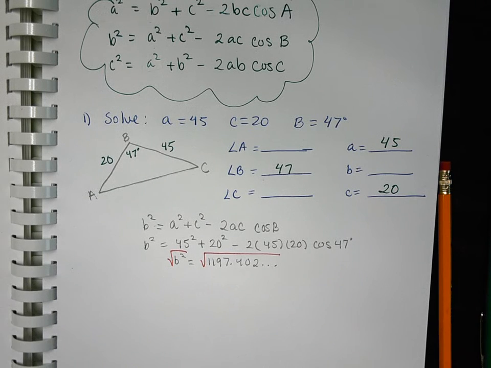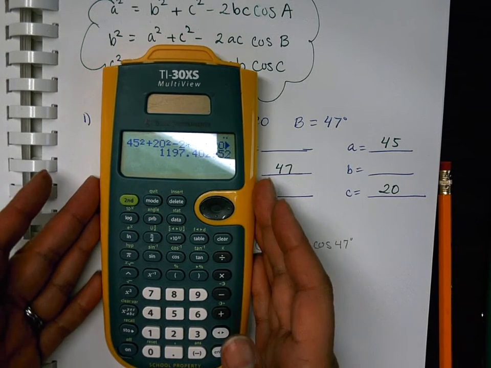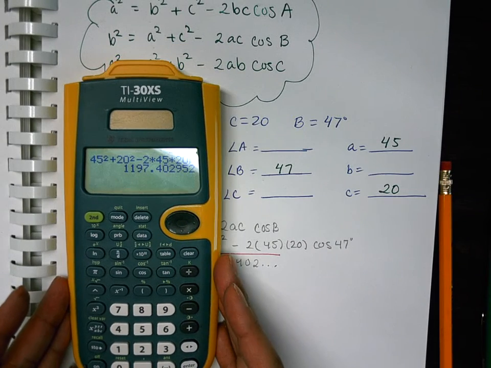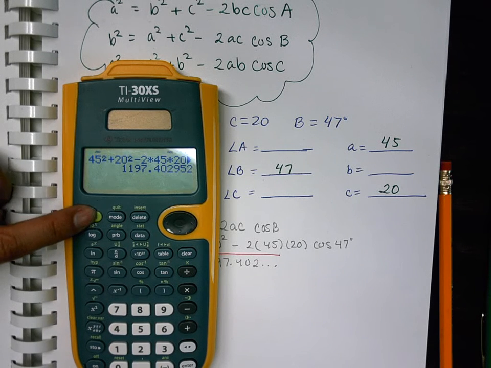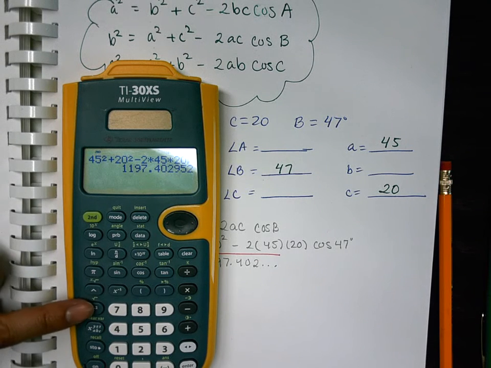Square root it. And did we talk already about how to square root a number that's already in your calculator so you don't have to retype it out? Did we talk about that? No? Okay, you hit second. The square root key is right above your x squared key.